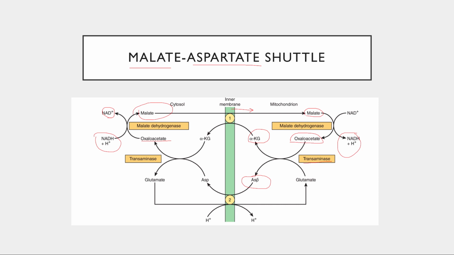So the important take-homes from this shuttle system is here we can use the conversion of oxaloacetate to malate to shuttle cytosolic NADH into the mitochondria. And once in the mitochondria, if metabolic needs are such that we need carbon in the cytosol, we can shuttle the remaining oxaloacetate out of the mitochondria again, either in the form of aspartate or alpha-ketoglutarate.